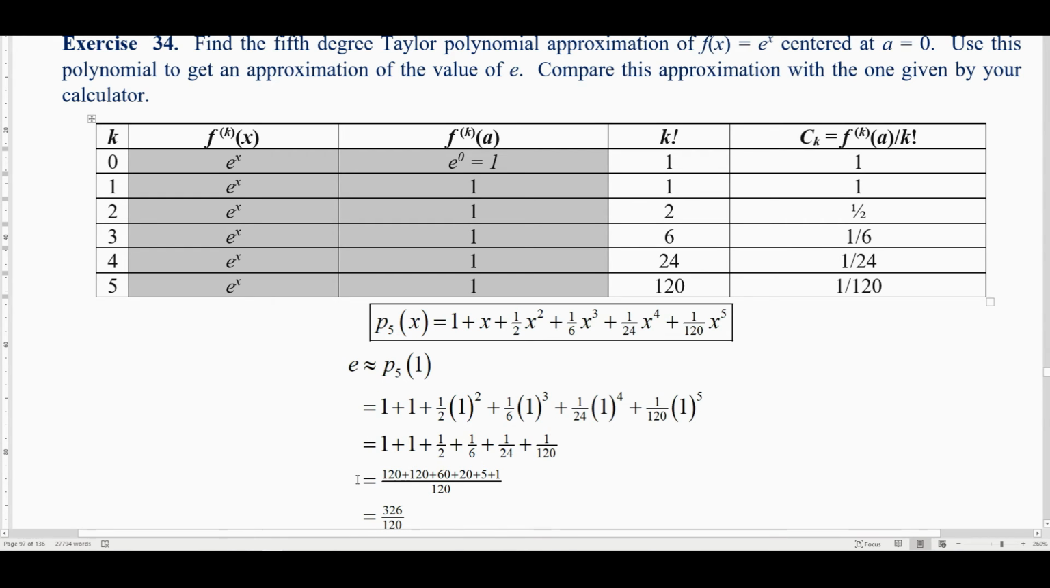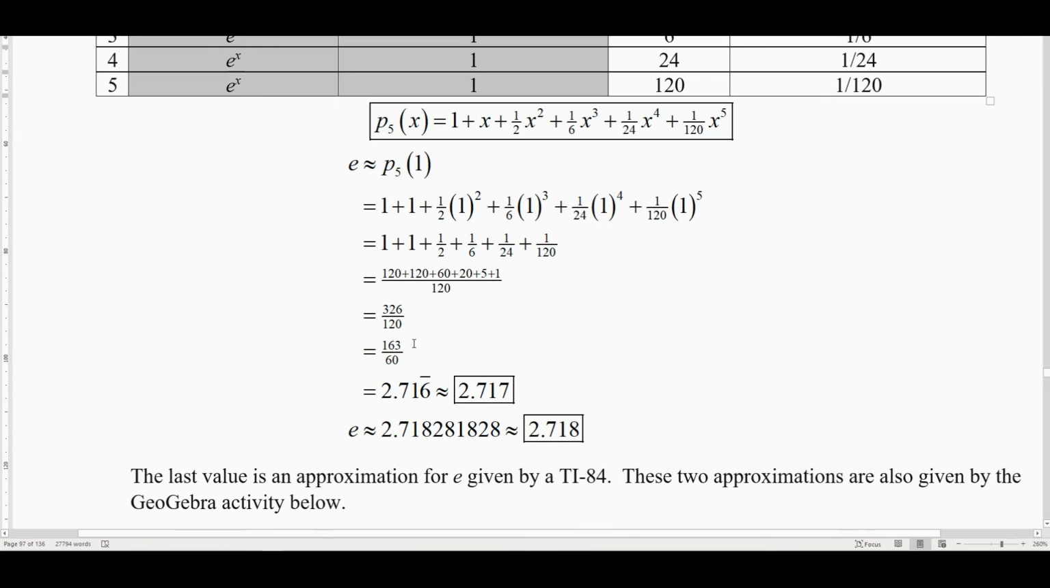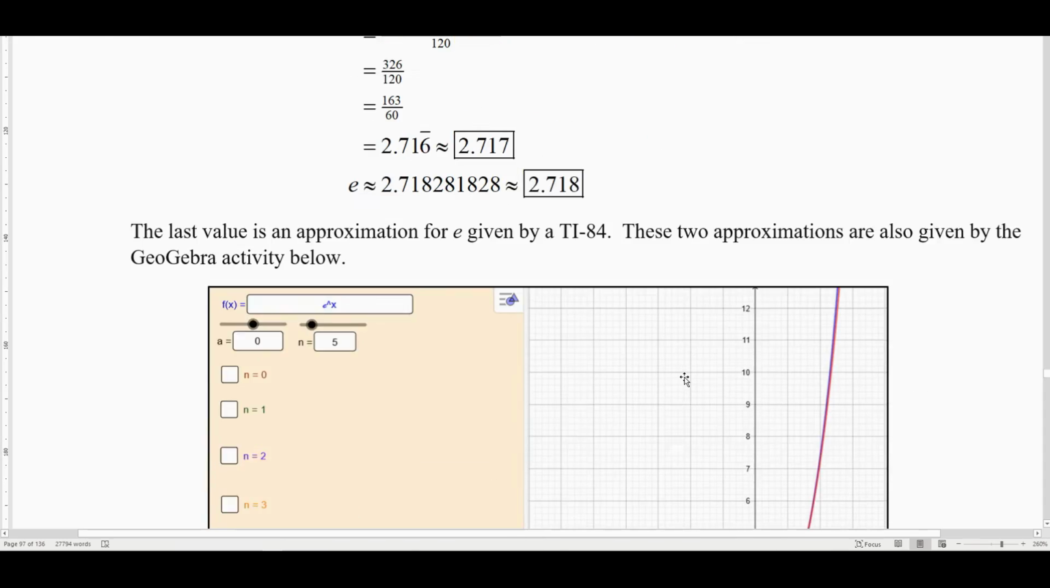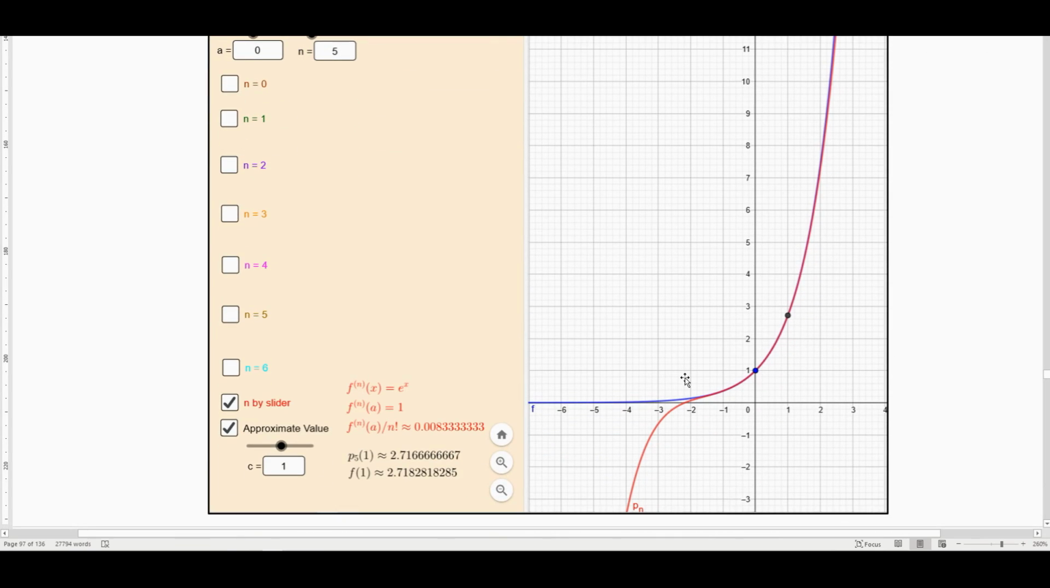I get a common denominator of 120. There it is, worked out. 326 over 120 is 163 over 60, or 2.716 with the 6 repeating, or to 3 decimal places, that's 2.717. And if you do it on your calculator, you get 2.718281828, which rounds to 2.718. So we're only off by 1 in the 3rd decimal place. And there it is there as well.